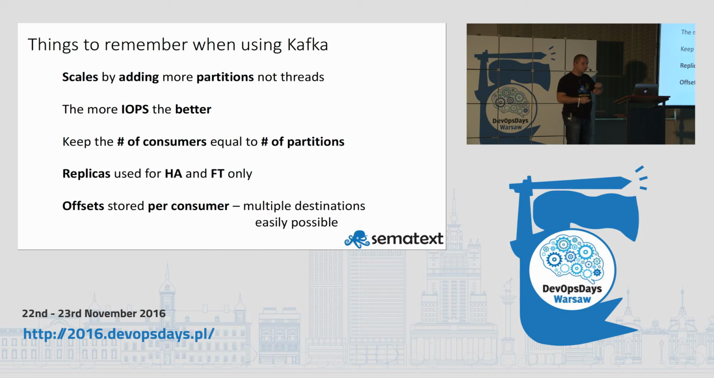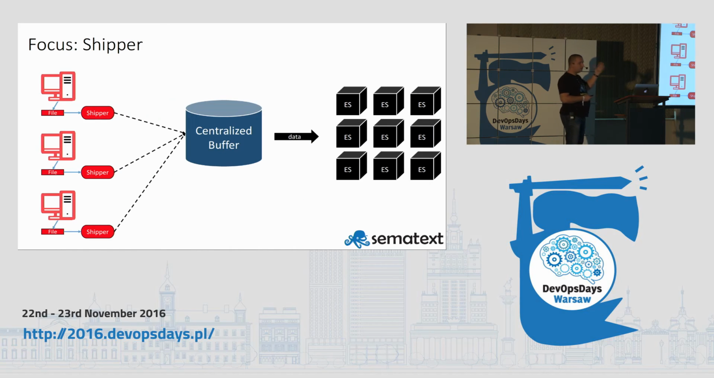And one thing I forgot, the more IOPS, the better. If you want your Kafka to be processing more messages, just add more IOPS or spread to multiple hosts in that case. Finally, the shippers.